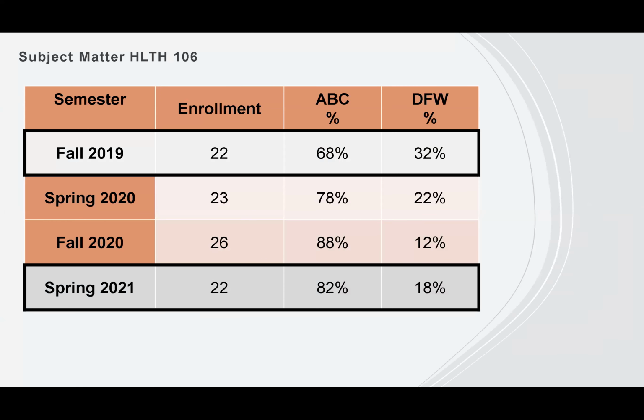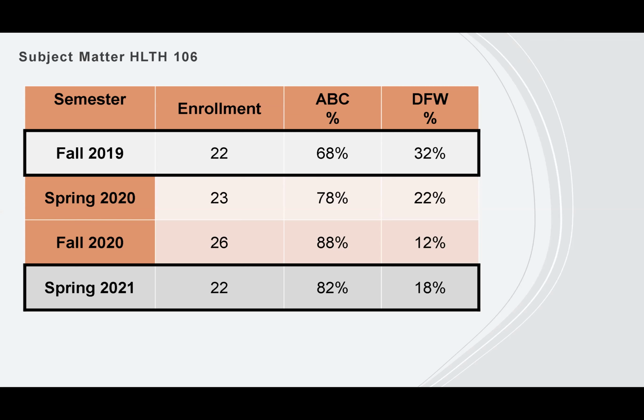Now, here's just a little bit of data, and I'm going to break down and explain this particular chart. So this is Health 106. This is nutrition, and I've taught this course online forever. If you look at fall 2019, this was exclusively an online course. At the same time, there was also a face-to-face section available. I didn't teach it, but you can look at this particular group as people who did specifically choose to take the course online.